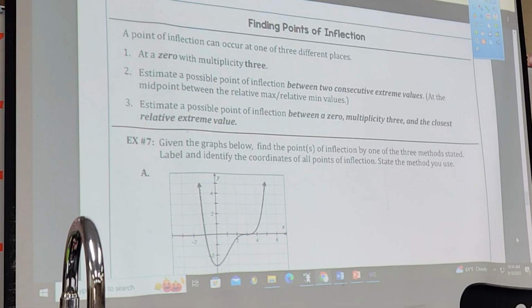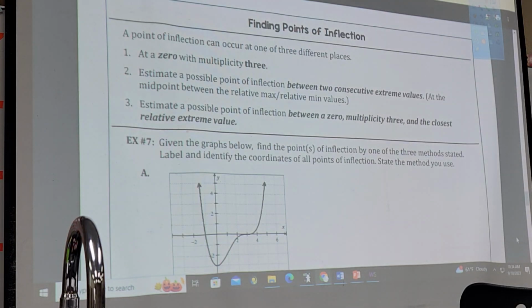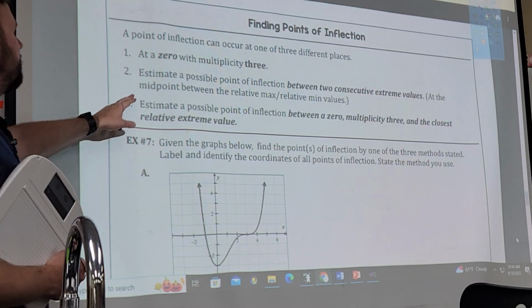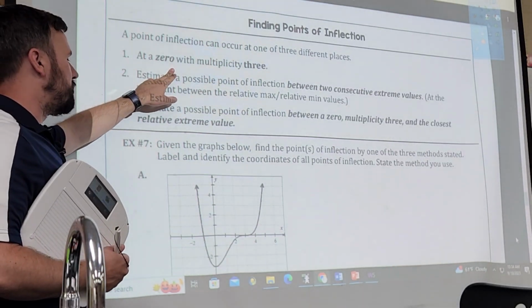Let's put it all together. Let's figure this out. That's why we say, last example of the day. Well, it's a lot of parts. Look at us. So, we can have 3 places a point of inflection can occur. It can occur at 0 with a multiplicity of 3.